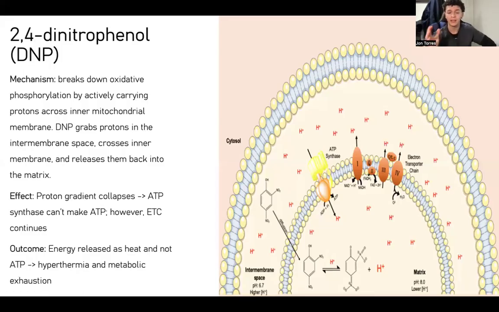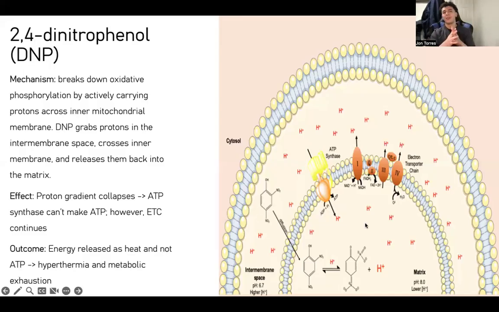However, the electron transport chain doesn't stop. It'll actually just keep going. But this is weird because we're not producing ATP anymore, but energy still has to be released. So in this sense, energy is released as heat and not ATP. This can lead to things like hyperthermia and just general metabolic exhaustion.